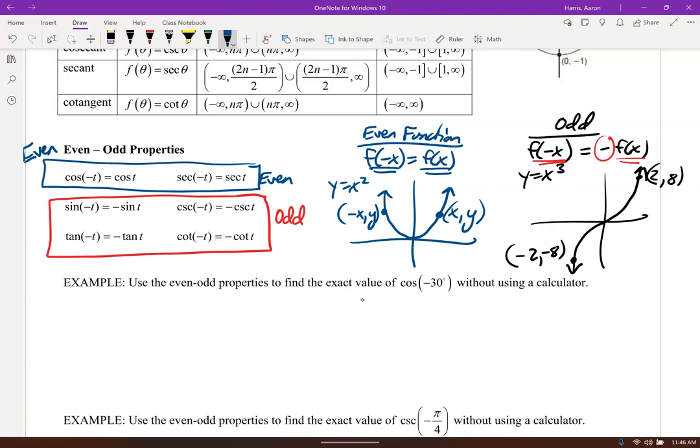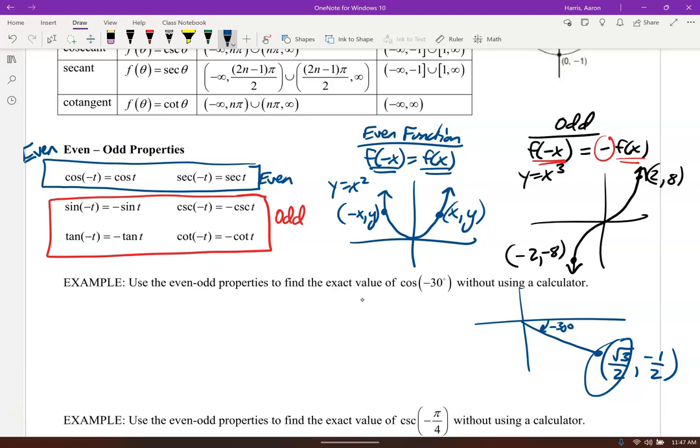First I want to review: could I find the cosine of -30 on my unit circle? Sure, I could just rotate -30 degrees. I could find it on my unit circle, and it's this point. If I rotate down -30 degrees, the cosine would just be the x value there. So our answer is √3/2.